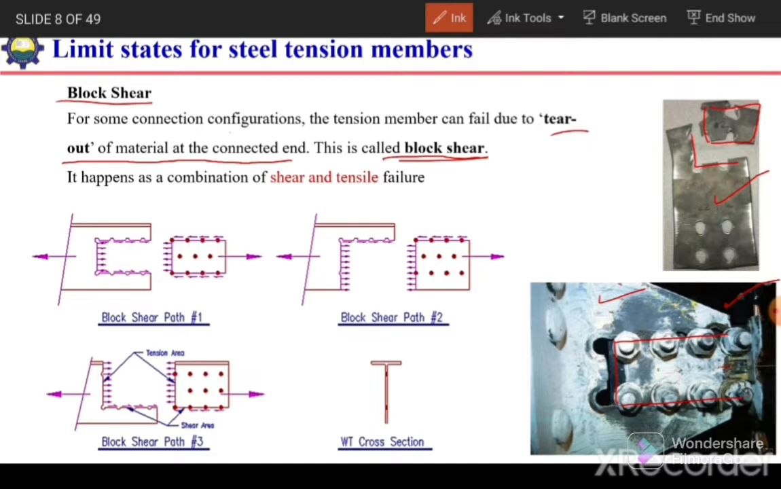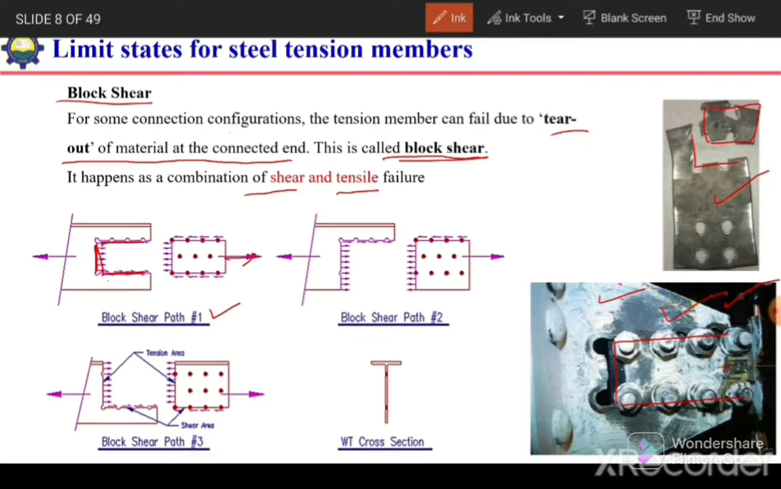It happens as a combination of shear and tensile failure. So in the case of block shear failure, it is necessary that there should be a combination of shear failure as well as tension failure. If we see this first case here, along the line of the bolts there will be shear failure or shear rupture, and in this portion perpendicular to the tensile load there will be tensile rupture. This combination of tensile rupture as well as shear rupture is termed block shear failure.